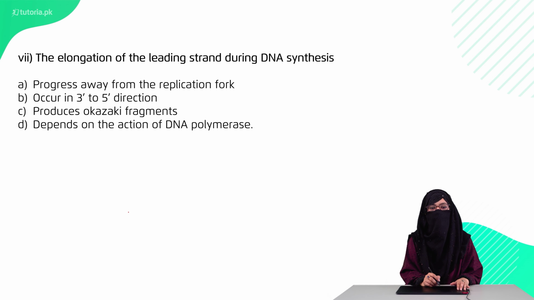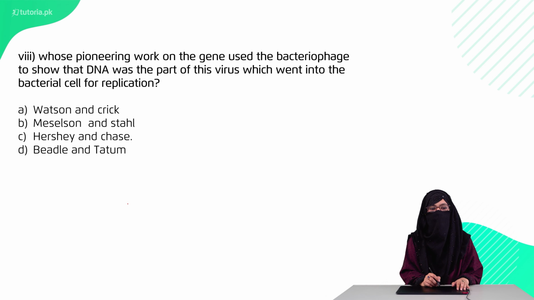Question 7: the elongation of the leading strand during DNA synthesis progresses away from the replication fork, occurs in the 3' to 5' direction, produces Okazaki fragments, or depends on the action of DNA polymerase. The right option is option D, depends on the action of DNA polymerase. Question 8: whose pioneer work on genes used the bacteriophage to show DNA was part of this experiment, which went into the bacterial cell for replication? The right option is option C, Hershey and Chase.